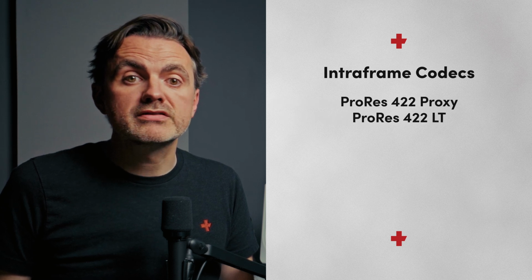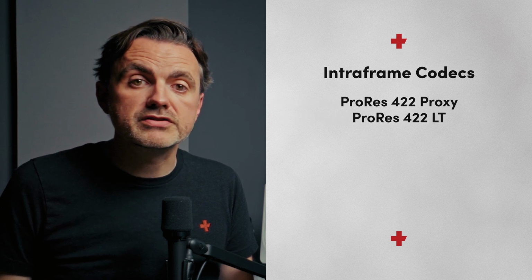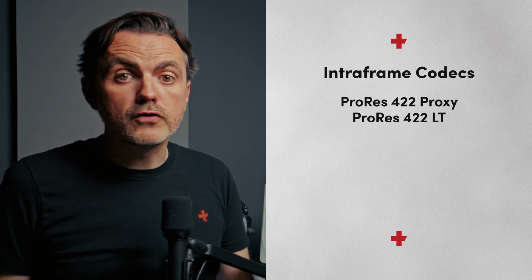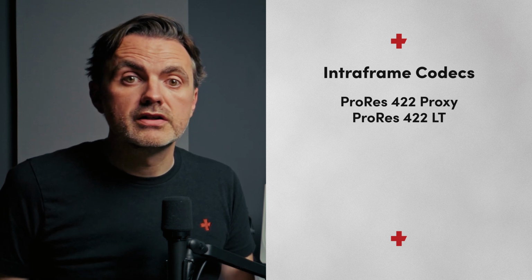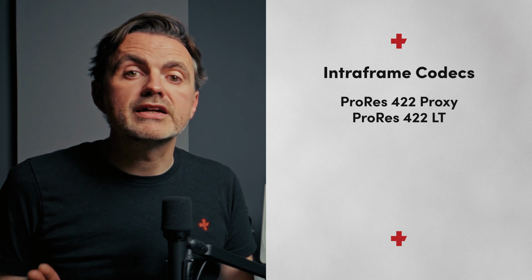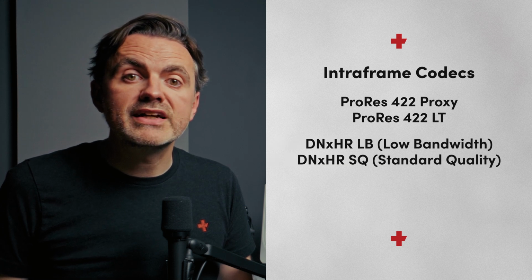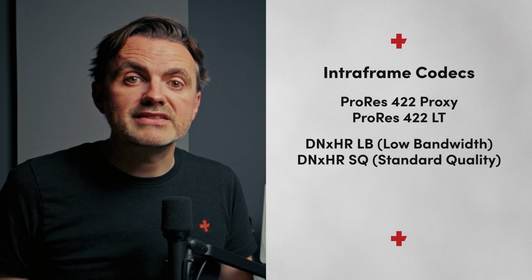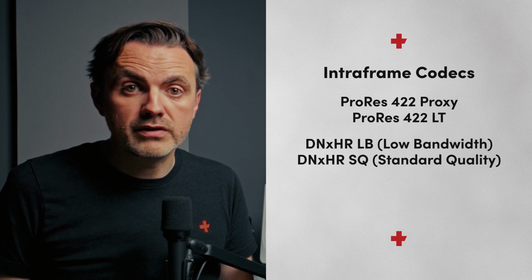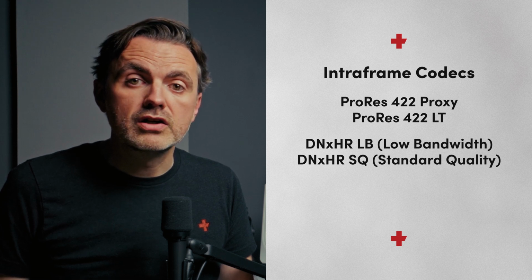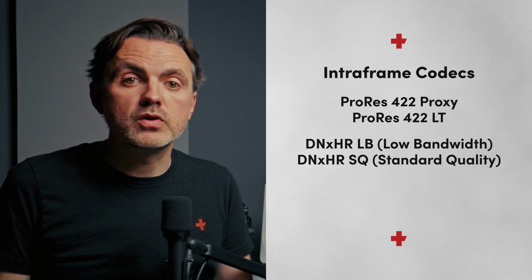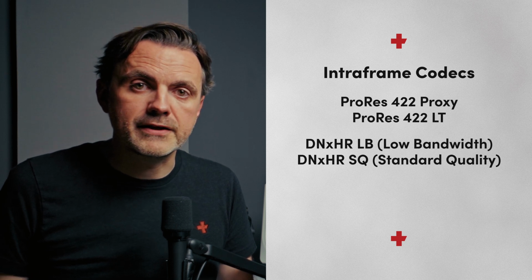You have Apple ProRes, specifically ProRes 422 Proxy, which is the smallest flavor, or 422 LT, which is a bit larger. These will give you a good balance of quality and file size. Or we have Avid DNxHR. You could use DNxHR LB, which stands for low bandwidth, as an equivalent to ProRes Proxy, or DNxHR SQ, standard quality, which will be a bit closer to ProRes LT.